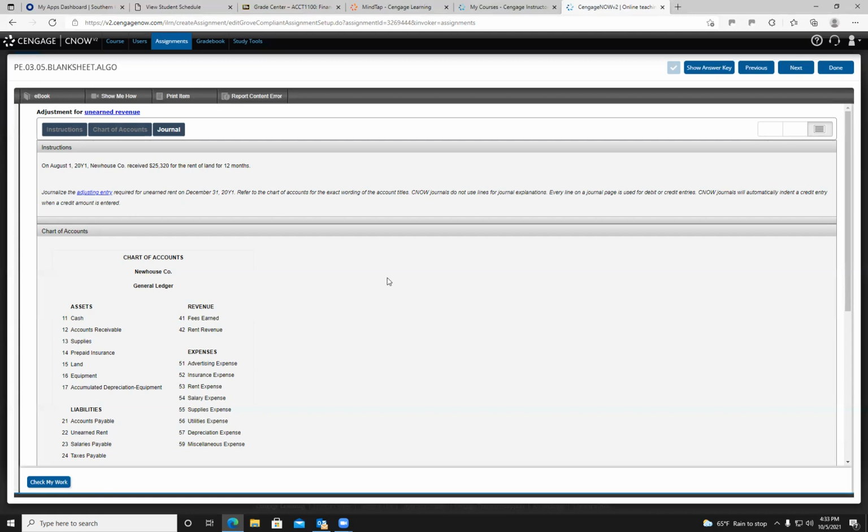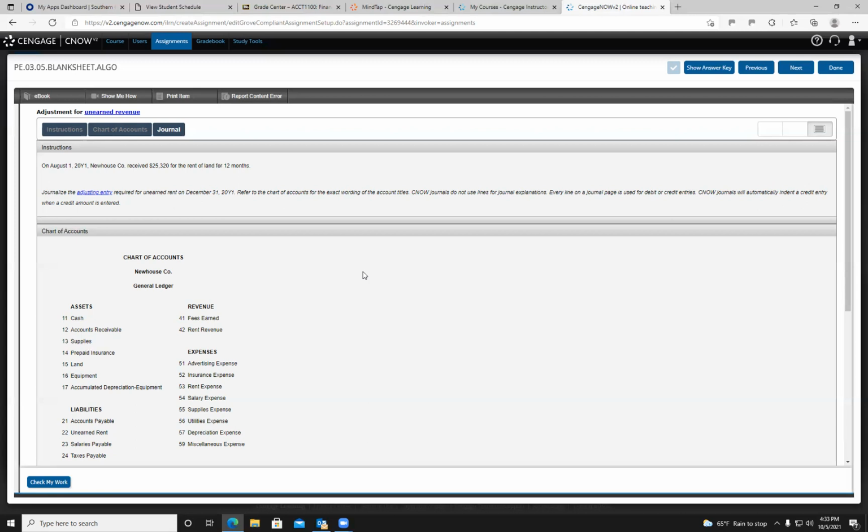So $2,110 is our monthly rent rate. Now, the next step is to determine how many months of rent we have earned since August. So we have August, September, October, November, December. That's 5 months. So we're going to take that monthly rent rate and multiply it by 5, and it's going to give us a value of $10,550. All right, so now we know the amount we're going to record.